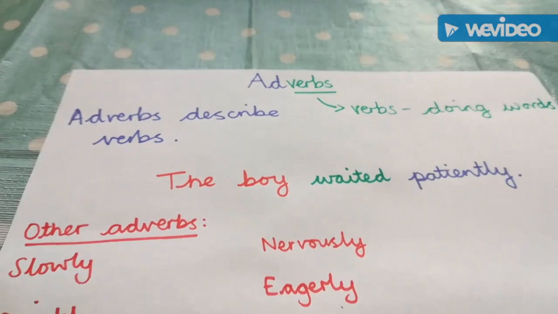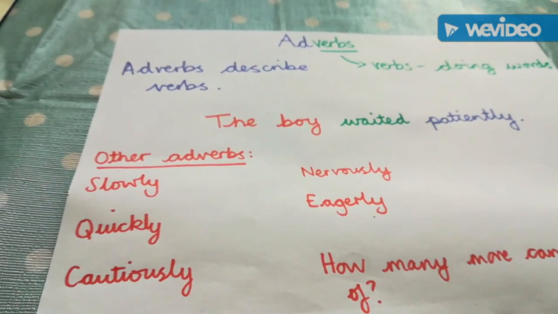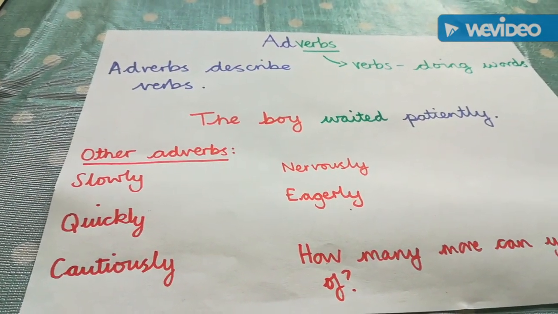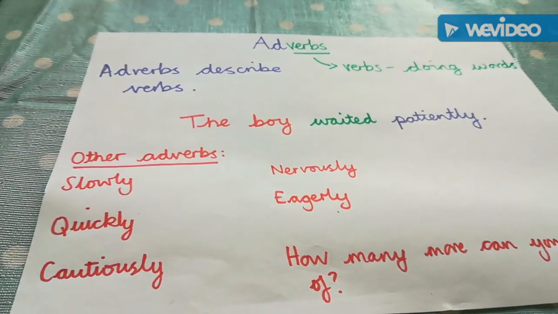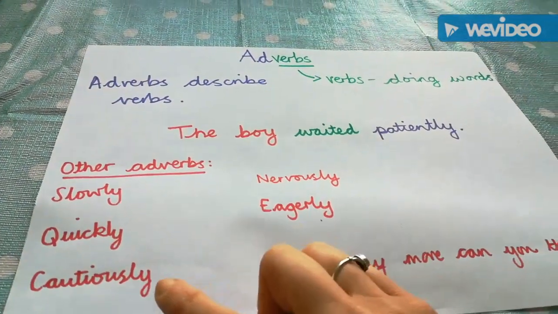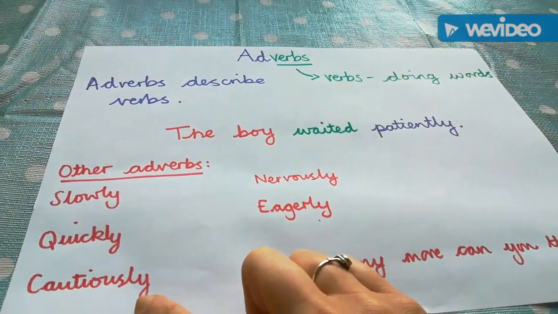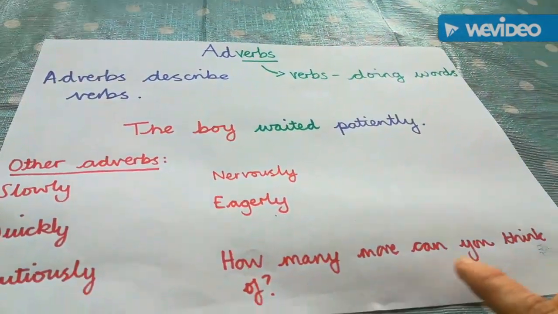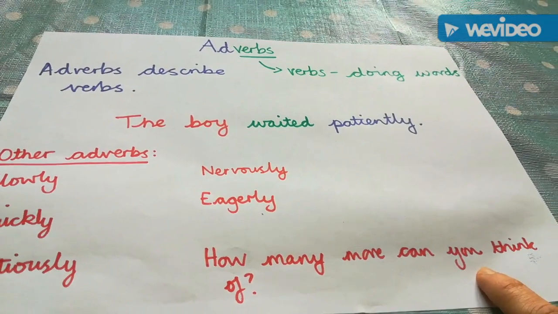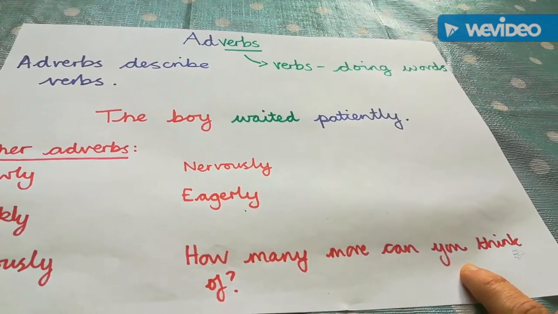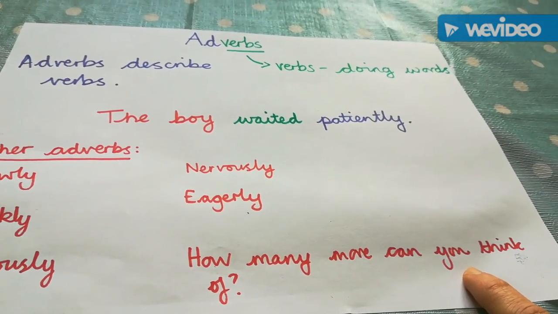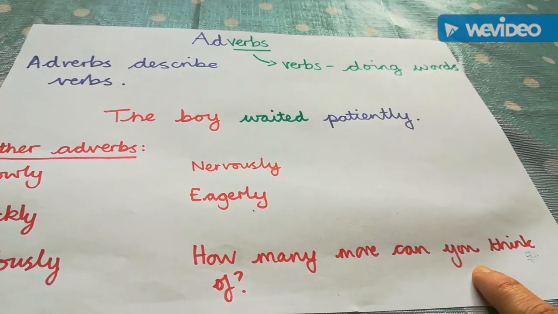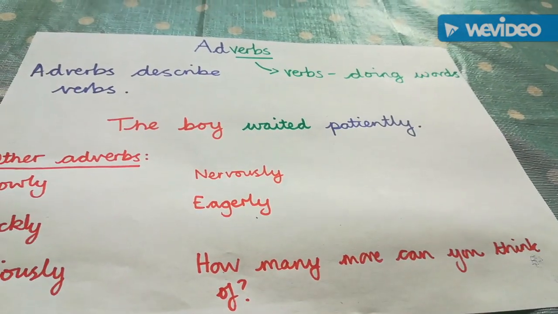Now I've had a little think of some other adverbs. I've got slowly, quickly, cautiously, nervously, eagerly. And you might have noticed there that often, not always, but often it's the case that adverbs end with ly. What I'd like you to just do now is pause the video for a minute and just make a note of as many adverbs as you can think of. Maybe give yourself 2 minutes. How many adverbs can you think of?